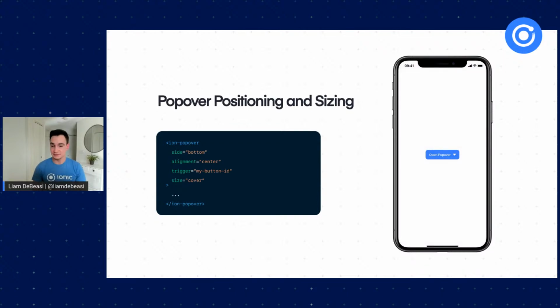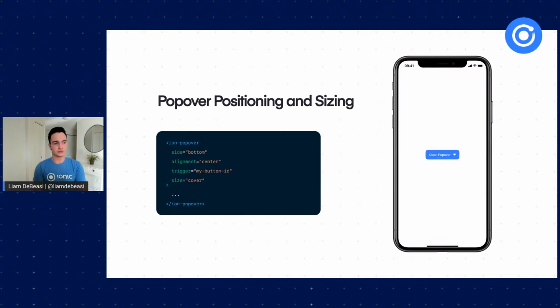We've also added an alignment property, so you can align the popover relative to the button, so you can have it centered, as you see in the demo right here. You can also have it aligned with the ending edge or the starting edge. And you see that trigger property again. You can pass in the ID of a button, and then clicking that button will automatically present the popover, which is really nice. And then finally, this size property, I believe, was added as a result of user feedback.